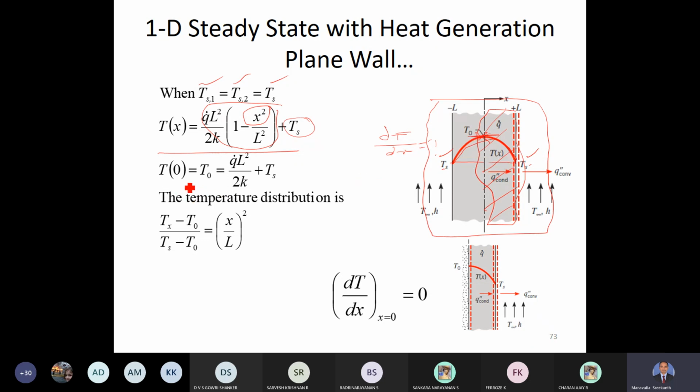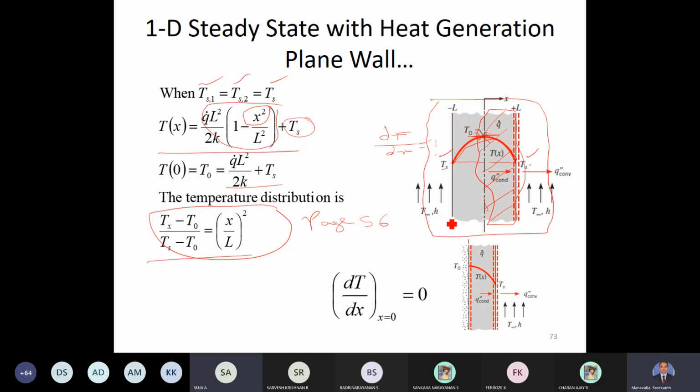Now, the temperature at x is equal to 0, at the mid plane: if you substitute x is equal to 0, you will have this equation. For this particular case, if you try to evaluate the temperature distribution, you will get this. This is meant for symmetric wall temperatures only. This equation is available again on page 56 of the data book. Okay.